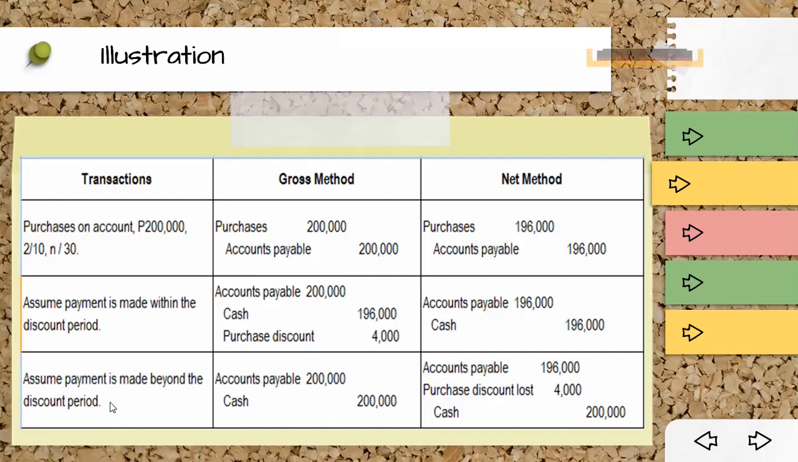Now, if the payment is made beyond the discount period, where the discount was not availed, we debit accounts payable at 200,000 and credit cash at 200,000 under the gross method. Under the net method, since the accounts payable we established is only 196,000, that is also the amount we debit. We debit purchase discount loss of 4,000. This one is an expense, like a loss, an other expense of 4,000. Then we credit cash at 200,000.